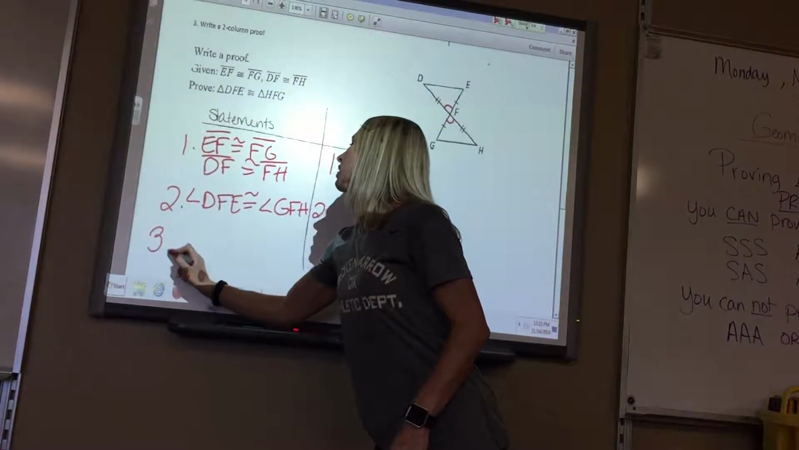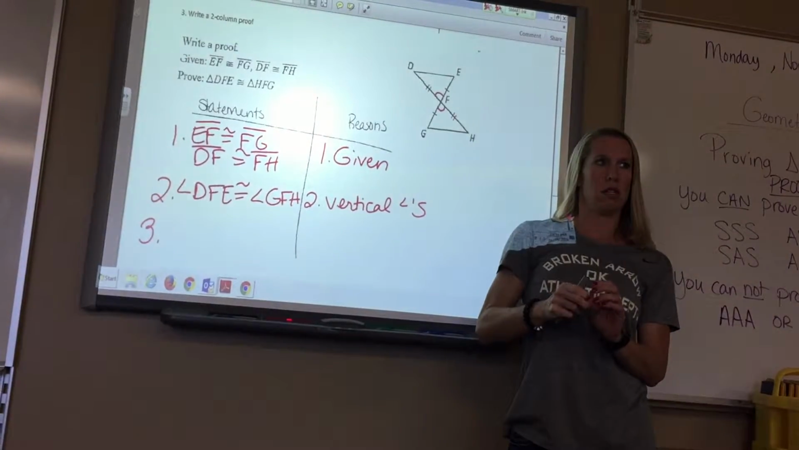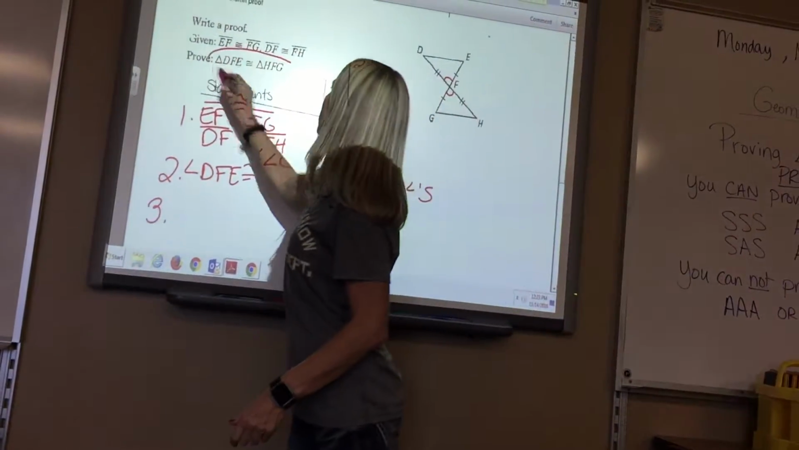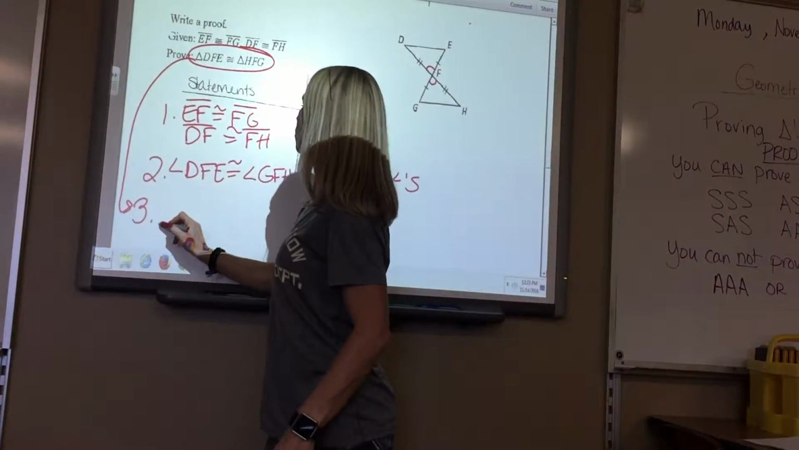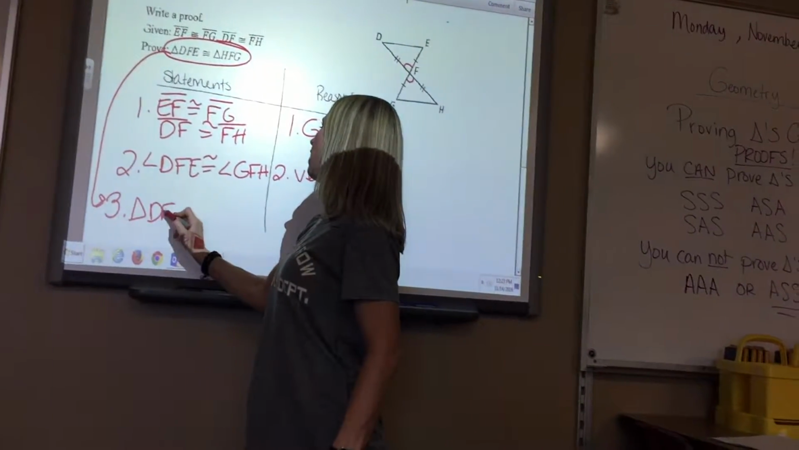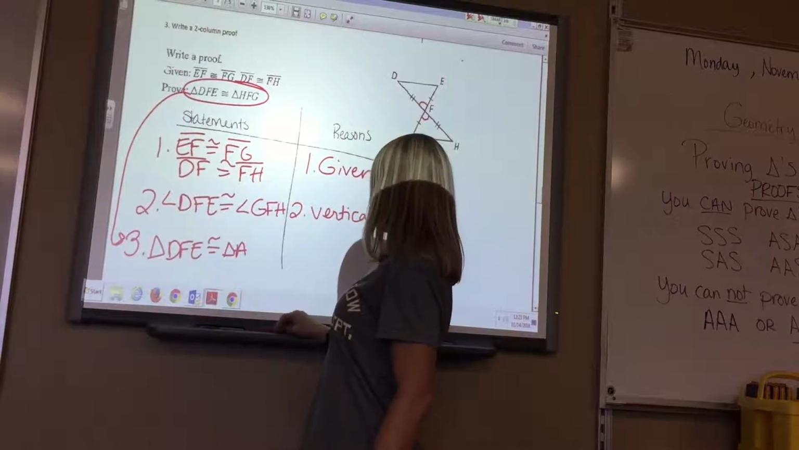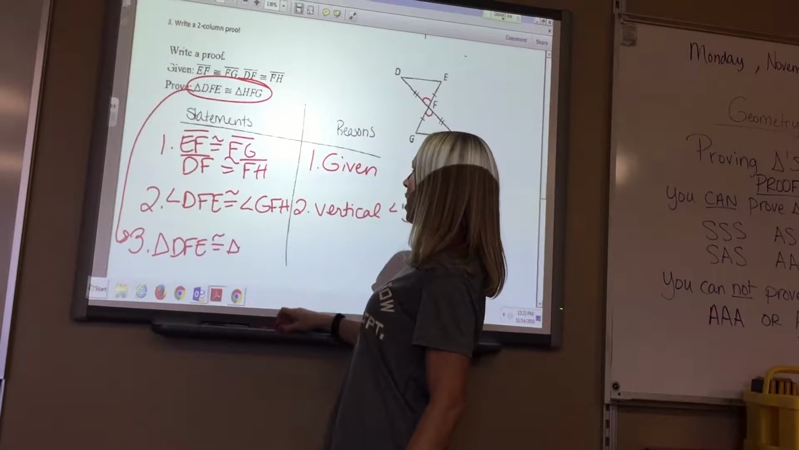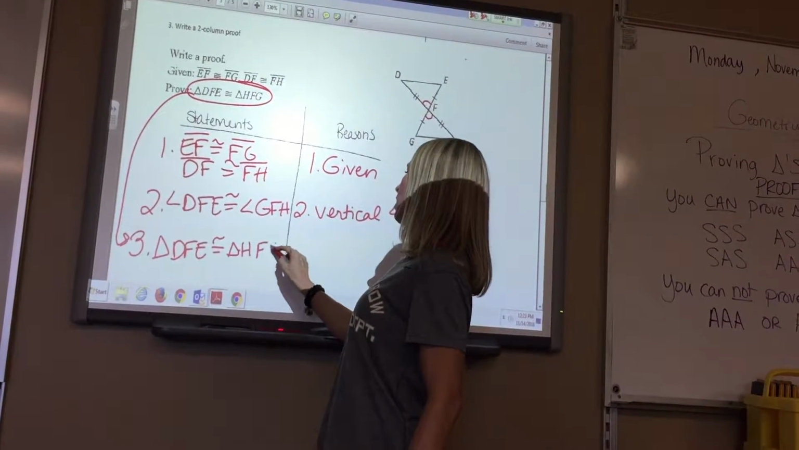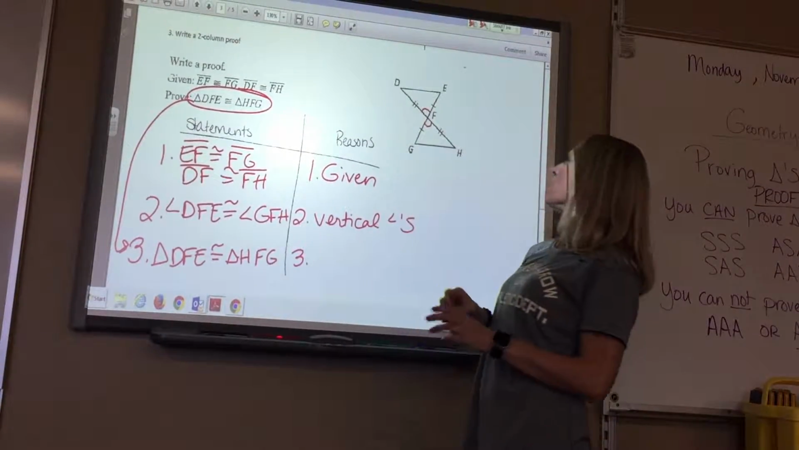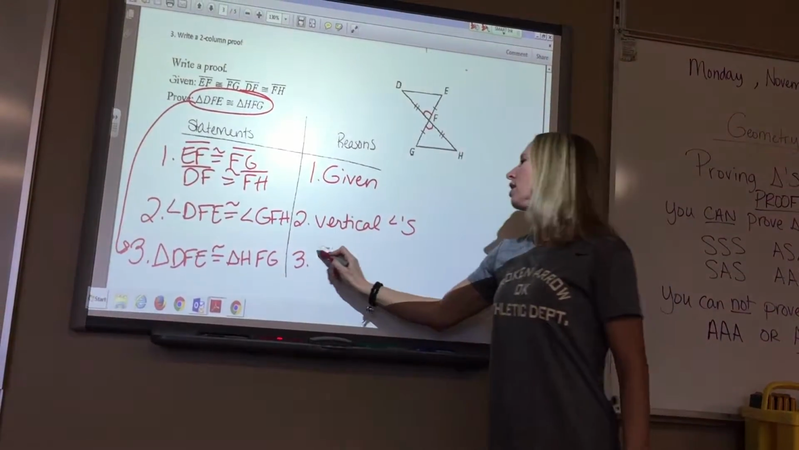What do I write on the statement part? The prove part. Yep, just copy that. So triangle DFE congruent to triangle HFG. And then why are those triangles congruent? Side angle side.